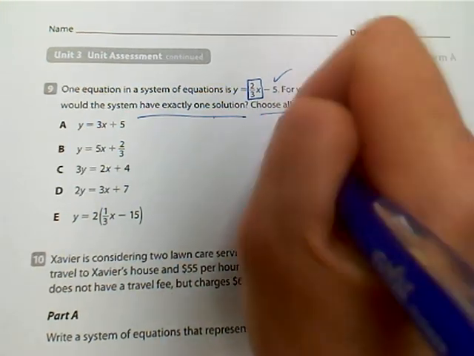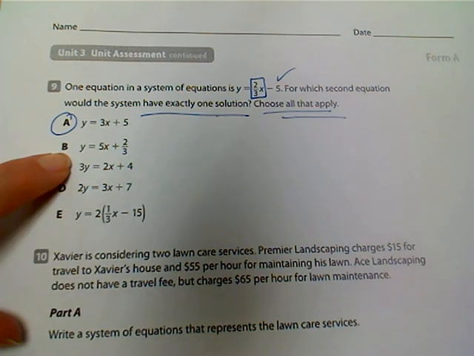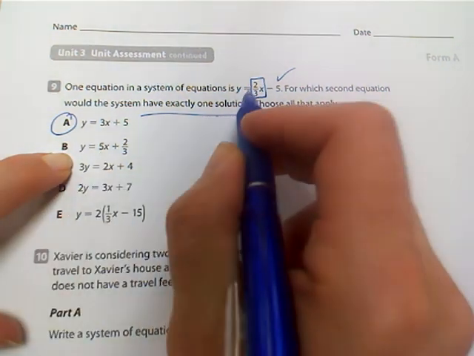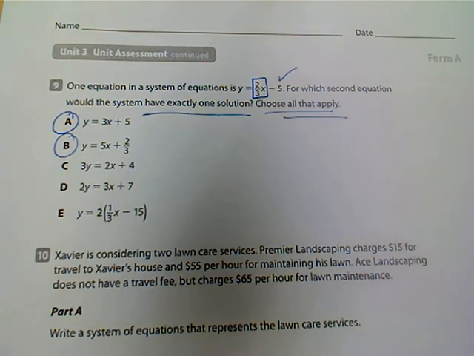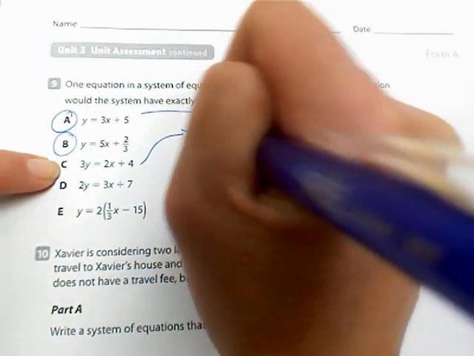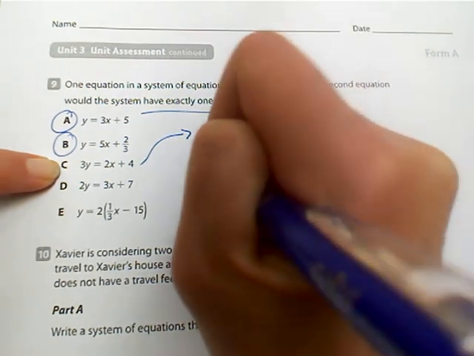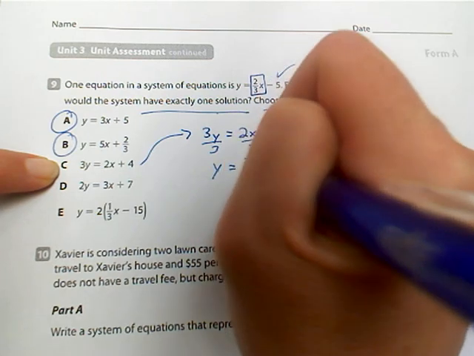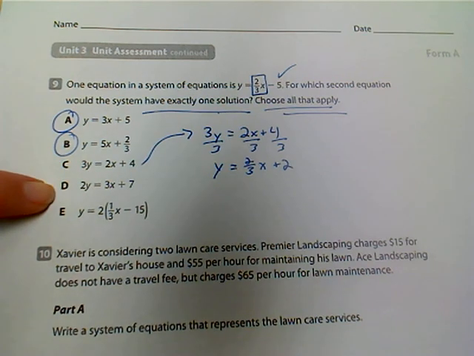It says choose all that apply. I'm going to choose that because 3 is different than 2/3. Over here, that's a 5, that's 2/3. That's different. I'm choosing it. That's going to give me exactly one solution. C, I've got to get it in slope-intercept form, so I got 3y equals 2x plus 4, divide by 3, divide by 3, divide by 3. That gives me 2/3 x. That's the same. I don't want the same. So I'm not going to choose C.